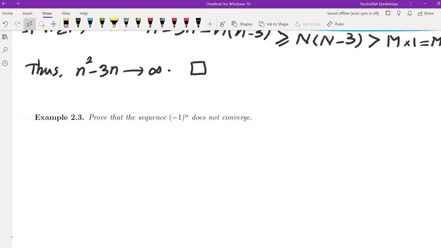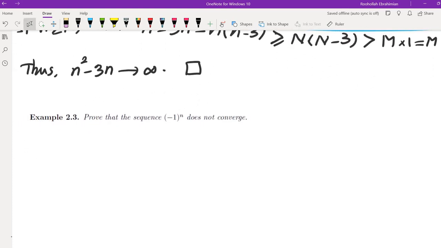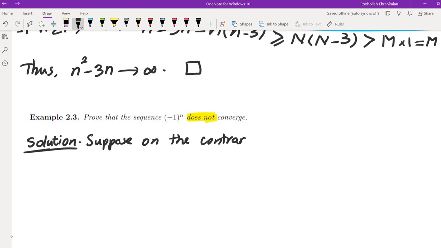If you look at the sequence (-1) to the power of n, this does not converge. Okay, so here is the solution. So think about what we are trying to prove. We are trying to prove it does not converge. So again, this is proving negatives. And proving negatives is often done by proof by contradiction. So suppose, on the contrary, (-1) to the power of n approaches some a.